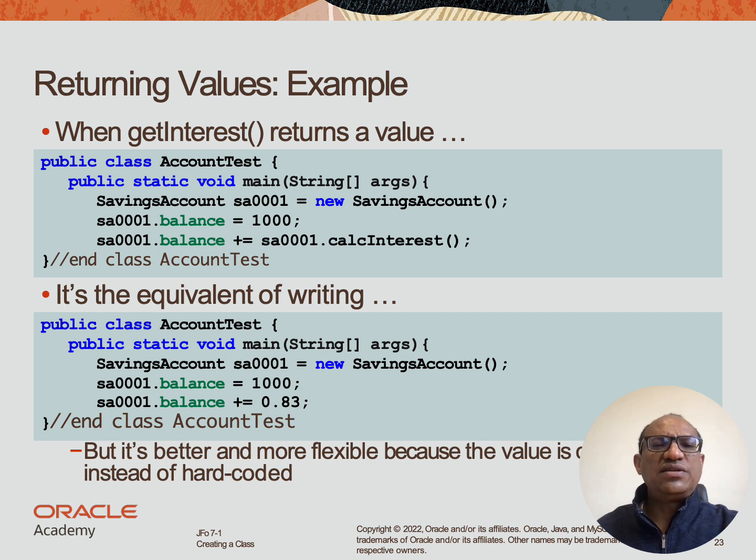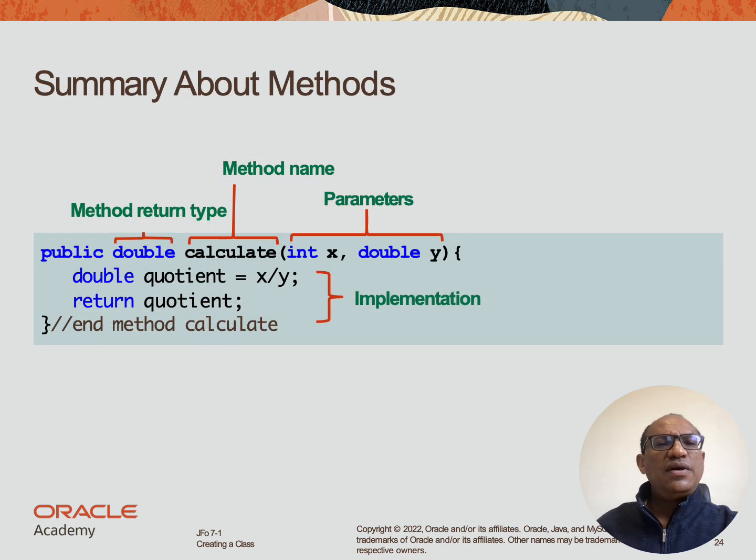You can use it like this: SA0001.balance plus equals SA.calcInterest(). That's way cleaner than hard coding a value like 0.83. This is the general format of a method. You've got a return type, method name, parameters, and the logic inside.